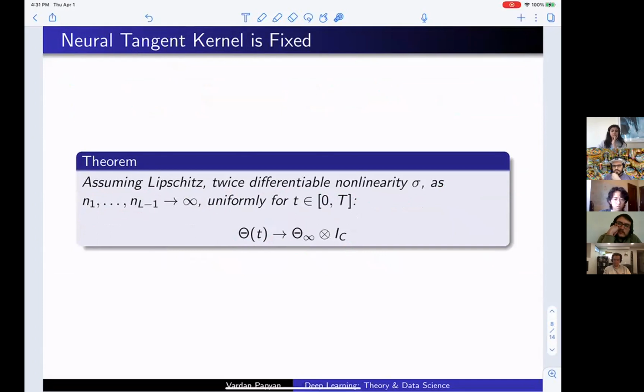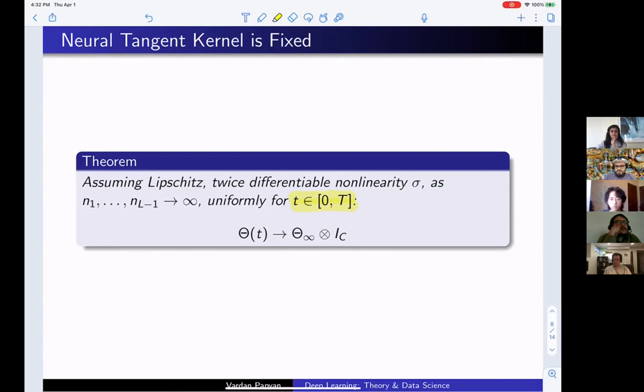What does this mean? It means that for t between 0 and capital T, so during training, the NTK does not in fact change. Even if you train the network, the NTK is fixed. And if someone really wants to see a theorem for values, I can point you to a source.